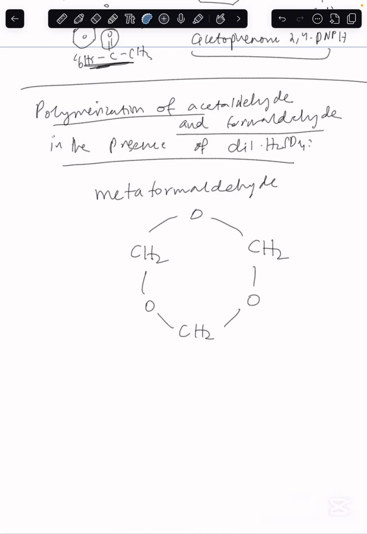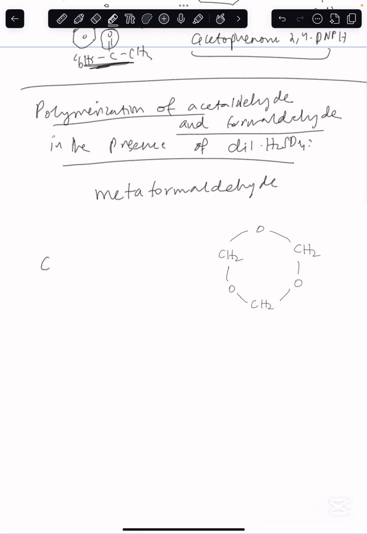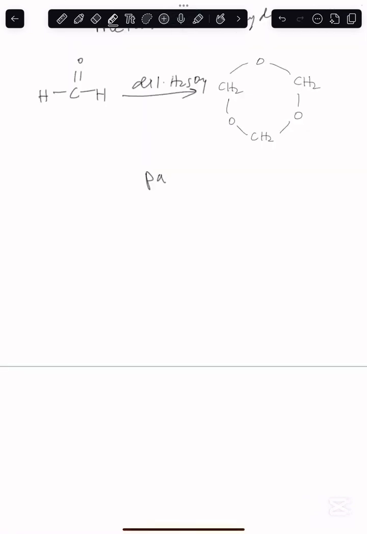This is formed once formaldehyde polymerizes in the presence of dilute H2SO4. Now a structure called paraldehyde will be formed from acetaldehyde. What it means is it's the same structure, but a CH3 is added with the CH2 as so.